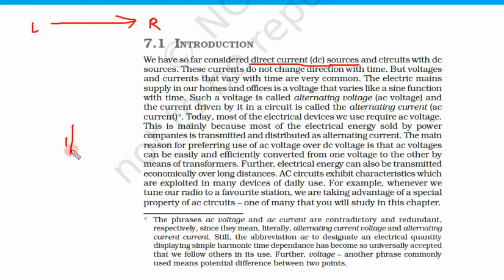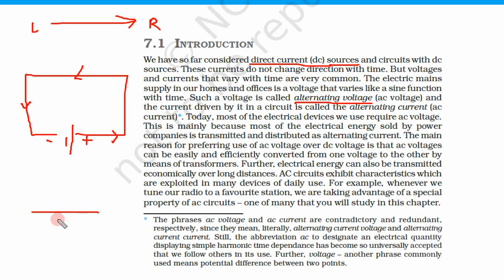Suppose this is a battery, this is the positive side of the battery, this is negative, so current will always flow from positive to negative. It will not change its direction. So this is DC current. Another type of current is alternating current. Suppose we put this symbol. This is the symbol of alternating current. So what is the meaning of this?